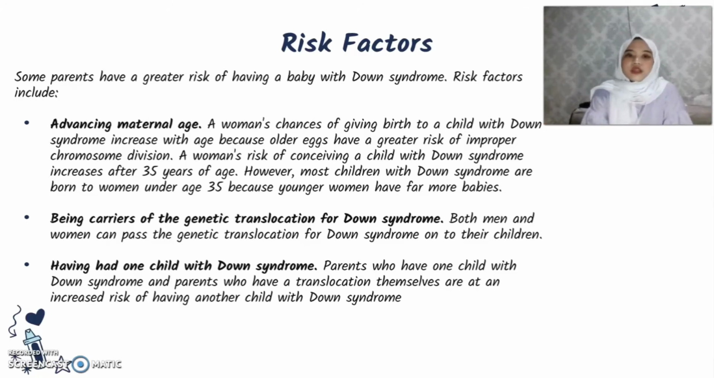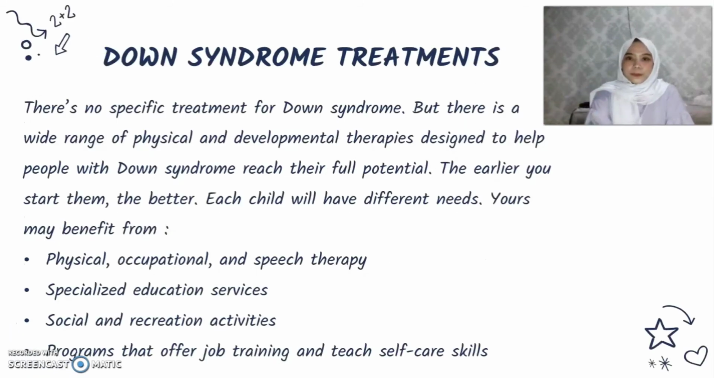However, most children with Down syndrome are born to women under age 35 because younger women have more babies. And being carriers of the genetic translocation for Down syndrome, both men and women can pass the genetic translocation for Down syndrome onto their children. And having had one child with Down syndrome: parents who have one child with Down syndrome and parents who have a translocation themselves are at an increased risk of having another child with Down syndrome.